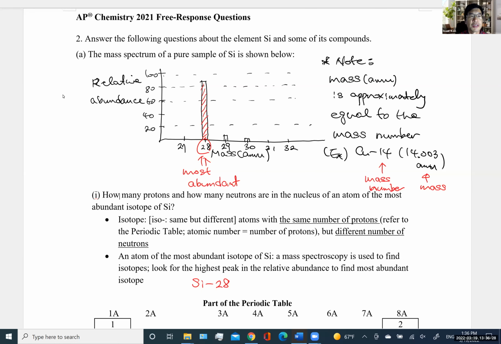Hello everyone, it is good to present the solution of AP Chemistry 2021 free response problems, problem number 2. Now let's think about the atom, atomic structure, and the compound. Answer the following questions about the element silicon and some of its compounds. Problem A, the mass spectrum of a pure sample of silicon is shown below.